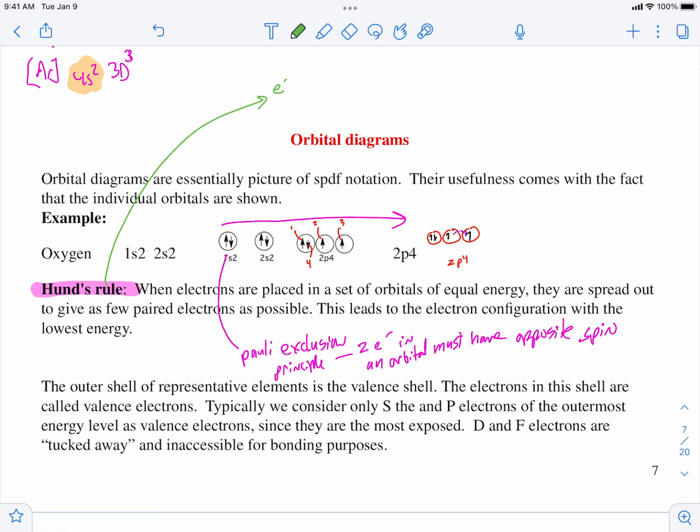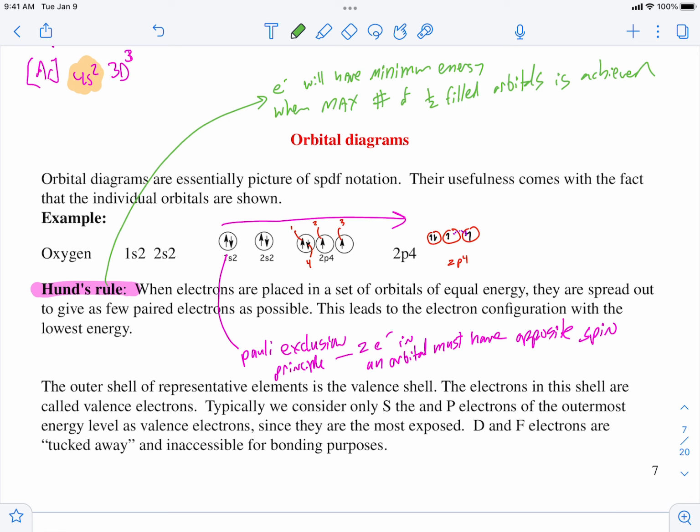Electrons will have minimum energy when maximum number of half-filled orbitals is achieved. It's kind of a mouthful. Just stop and think about it for a second.